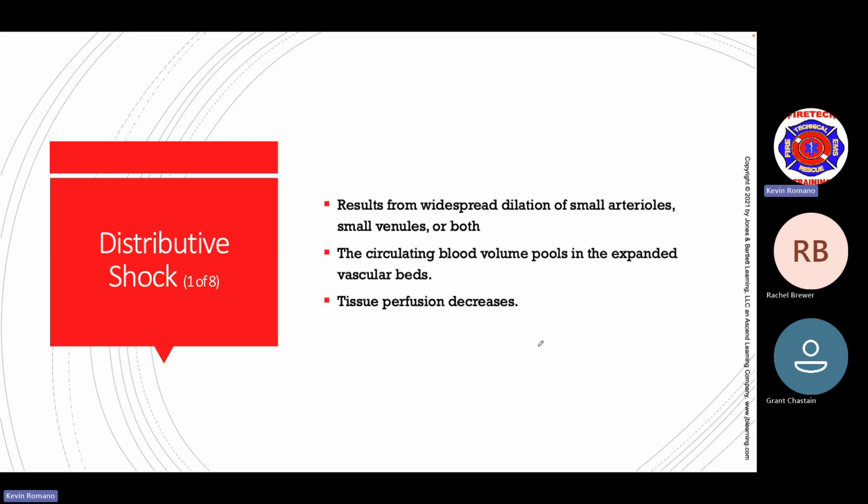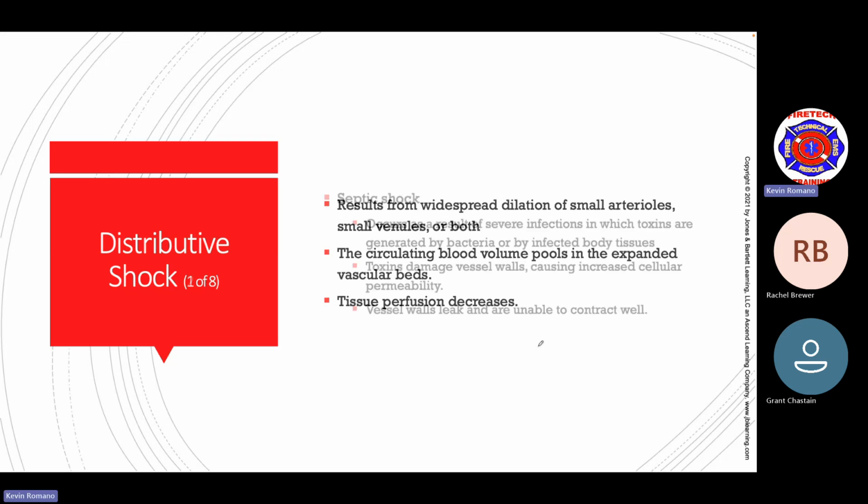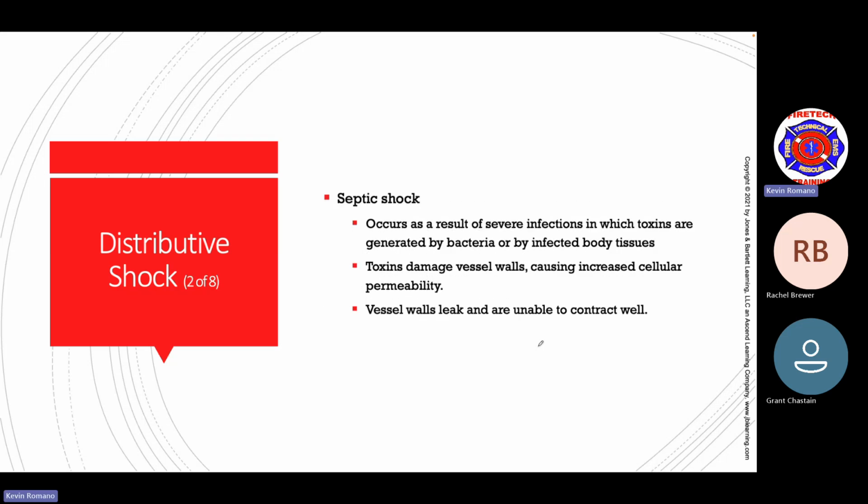Distributive shock results where the tissue is widespread dilation of the small arterioles, small venules, or both. The circulating blood volume pools in the expanded vascular beds and tissue perfusion decreases. Right? So let's talk about distributive shock here. Septic shock occurs as a result of severe infection, usually bacterial, in which toxins are generated by the bacteria or infected body tissue. Widespread dilation of vessels combined with plasma loss through the injured vessel walls result in shock.